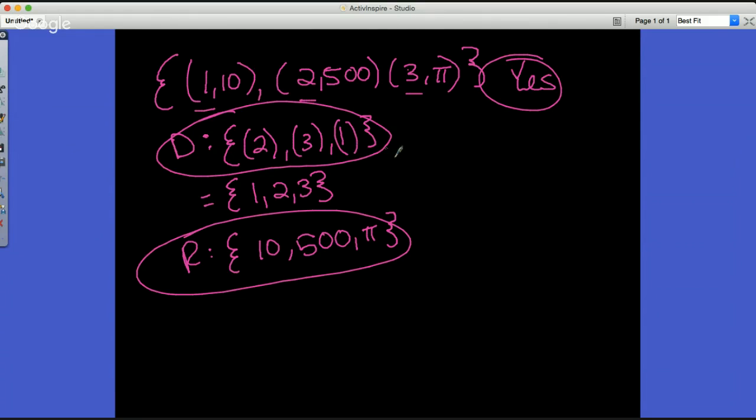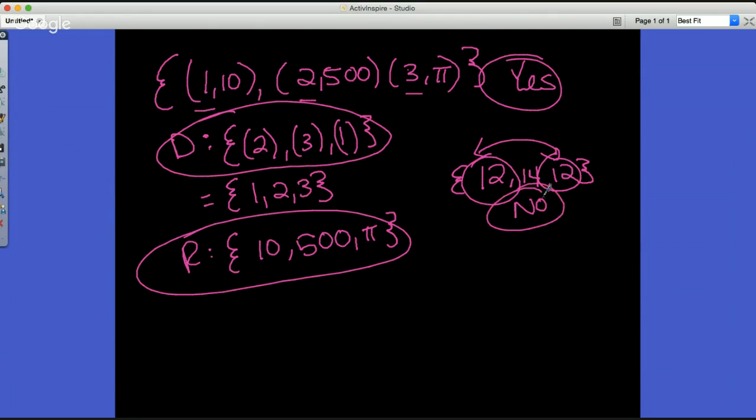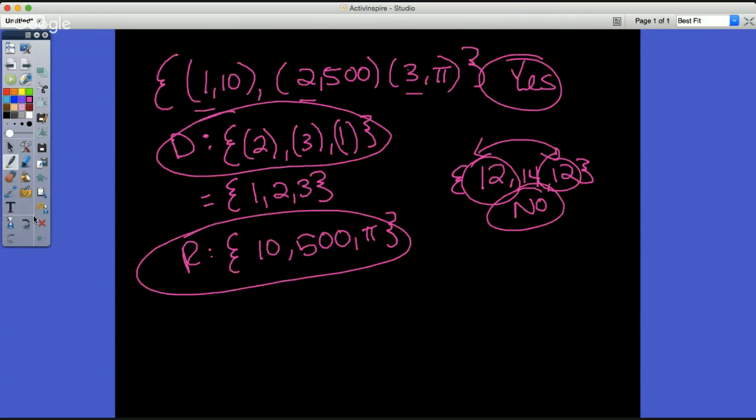Look at number 3. You'll notice that on that one, it has 12, 14, and 12 for my X's. So here's my domain right here. Remember, if my domain is repeated, meaning my X is repeated, this would not be a function. And so 3 would not be a function in that scenario, all right? Let's look at 2, 3, and 4 here.